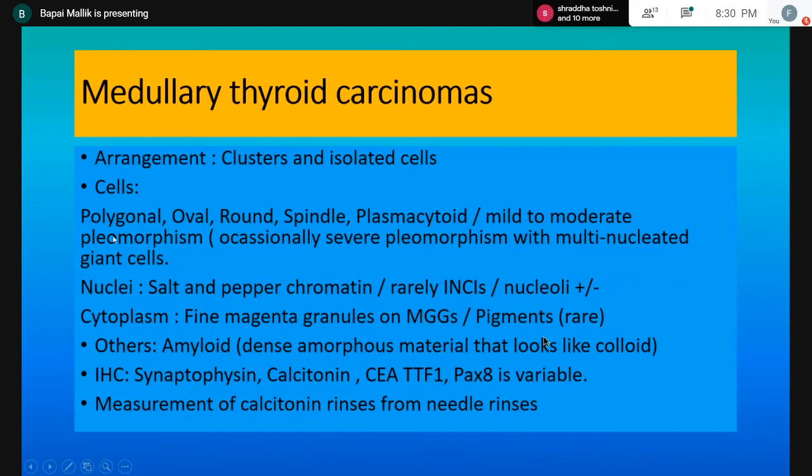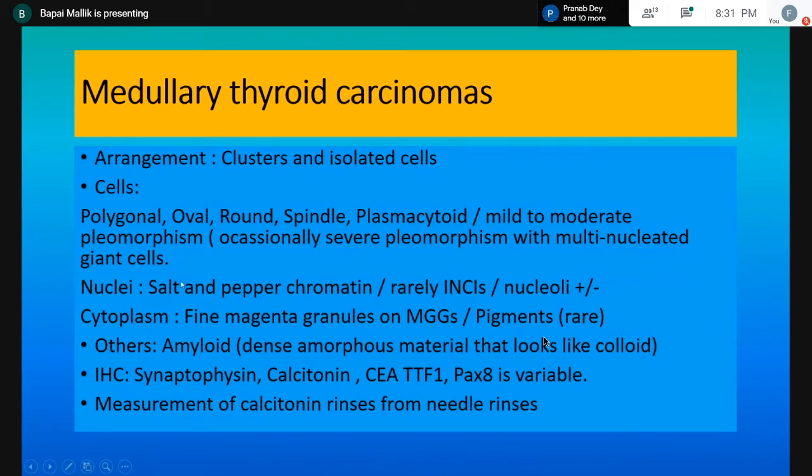Look at the shape of the cells. The cells can be polygonal, oval, round, spindle, plasmacytoid. You just think of it. It shows mild to moderate pleomorphism. Sometimes it can show extreme pleomorphism. Some of the most pleomorphic cells you are going to find are in medullary thyroid carcinoma. And that is why, whenever you are dealing with a very anaplastic tumor in the thyroid, and you are absolutely certain that you are dealing with an anaplastic thyroid carcinoma, we are going to see that particular lesion very soon, you should always keep the very anaplastic type of medullary thyroid carcinoma at the back of your mind. You have to exclude that possibility.